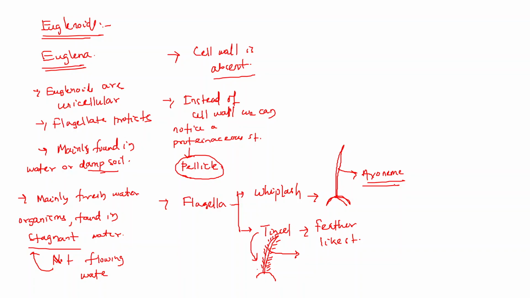And as it is a photosynthetic algae, they also contain what? Chlorophyll. Mainly these chlorophylls are chlorophyll A and chlorophyll B. Apart from chlorophyll A and B, they also contain different pigments like xanthophylls and beta carotene.